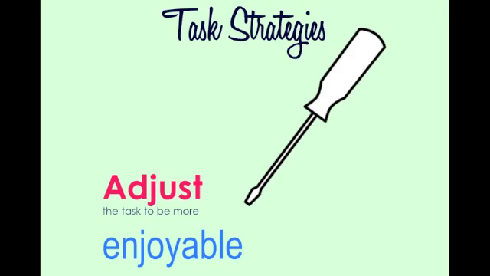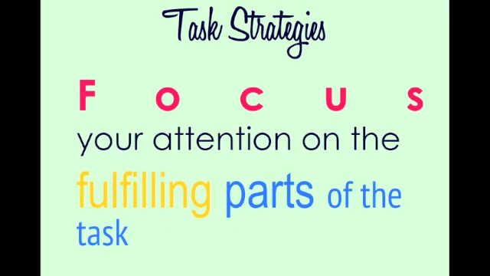The second side of task adjustment strategies includes changing your own perception of the experience. So the first part was changing the nature of the task itself. And the second part is about changing how you perceive that task. It's a slight difference, but it's important.